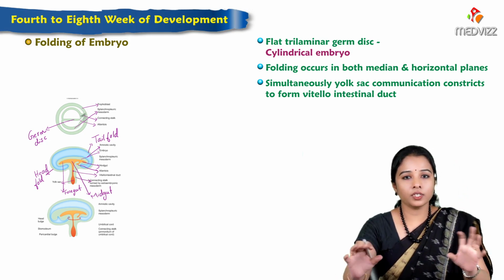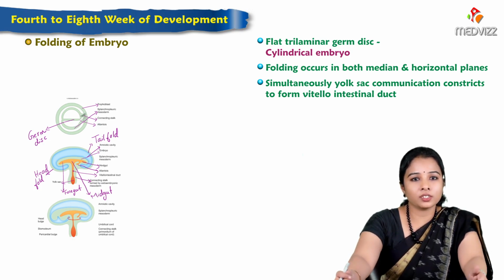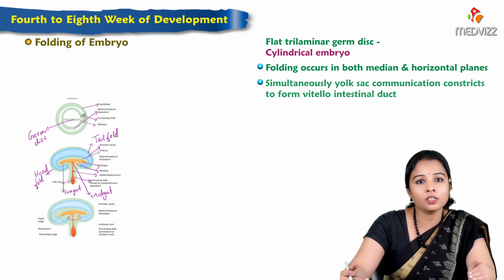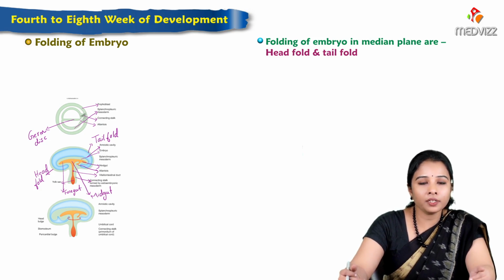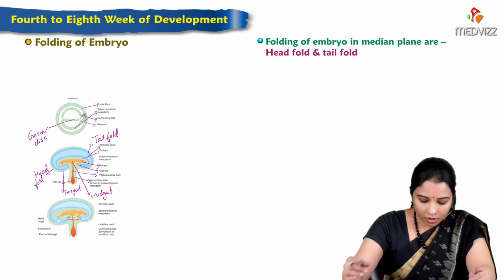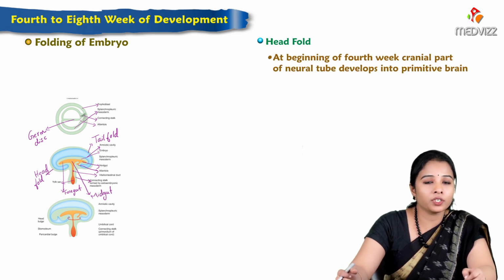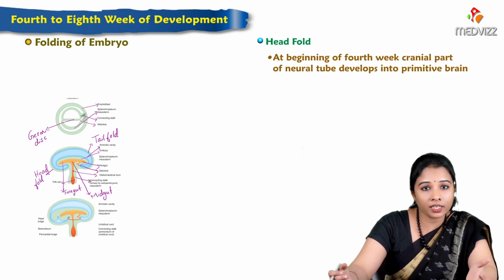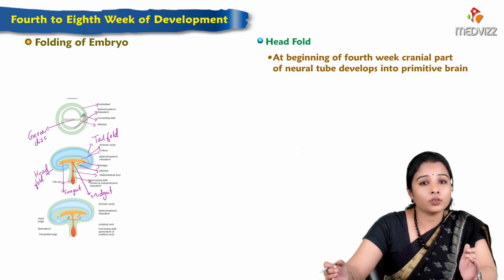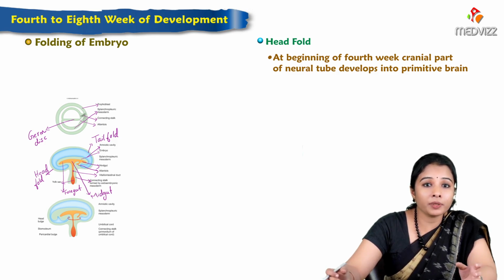So this is how the head and tail fold occurs. So let us discuss a little more in detail. So fold in the median plane, there are head fold and tail fold. Talking more about this head fold, at the beginning of the 4th week, the first fold which forms is the head fold, not the tail one. So in the beginning of the 4th week, the cranial part of the neural tube develops into a primitive brain.